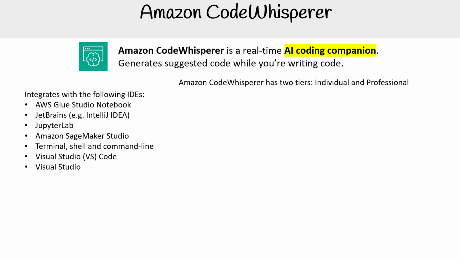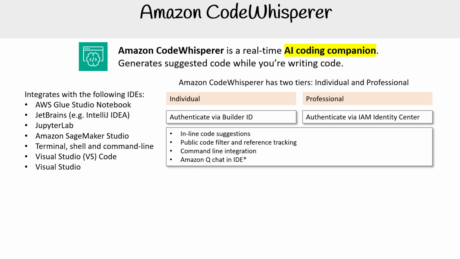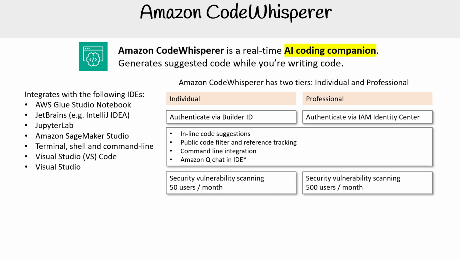Amazon CodeWhisperer has two tiers, individual and professional. So let's take a look at the difference. Individual uses the Builder ID to connect. With professional, it's the IAM Identity Center. For both of them, they have inline code suggestions, public code filter and reference tracking, command line integration, Amazon Q chat in IDE. You can have 50 uses a month with security vulnerability scanning, and for professionals, 500.